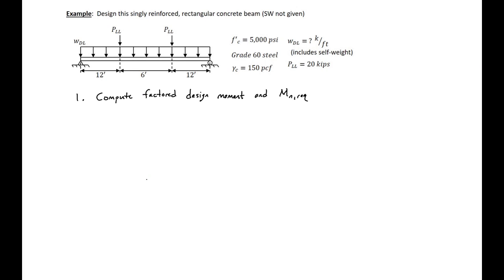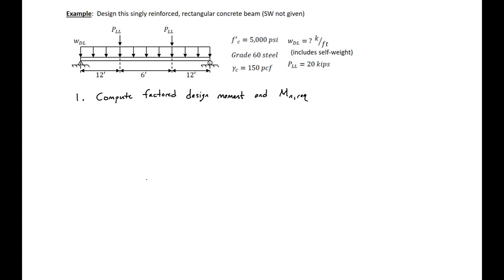In this example problem, we will design a singly reinforced rectangular concrete beam with the span and loading shown. And in this example, our self-weight will not be given. Our first step will be to compute the factored design moment and then find our Mn required.